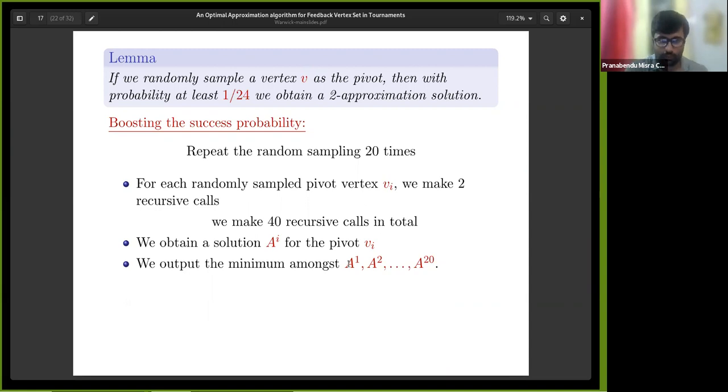Now, the probability that we fail to find a factor 2 approximation in all these 20 attempts is at most (1 minus 1/24) raised to 20, which is at most half. Right? Actually, it's strictly less than half.